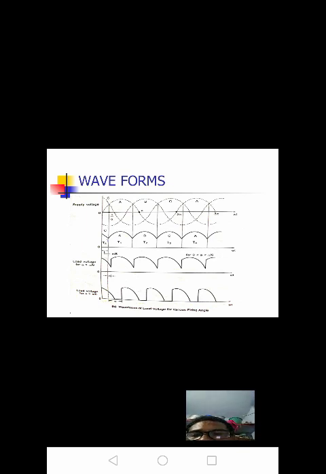Now the load voltage for alpha value greater than pi by 6. In the previous case we observed less than pi by 6, nothing but alpha should be in between 0 less than or equal to alpha less than or equal to pi by 6. In the last diagram the alpha value, nothing but the firing angle, is greater than pi by 6. There is a discontinuity that takes place in the output voltage.